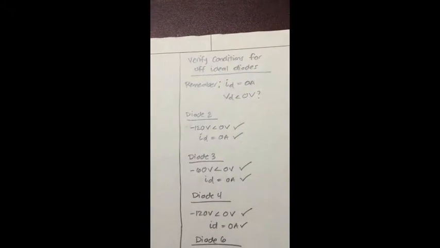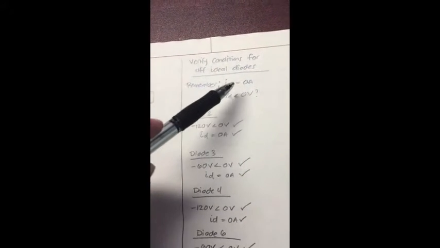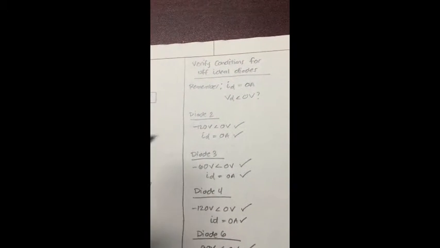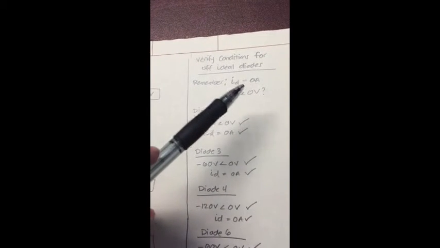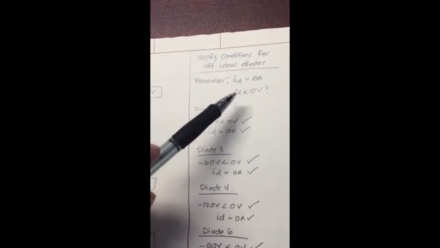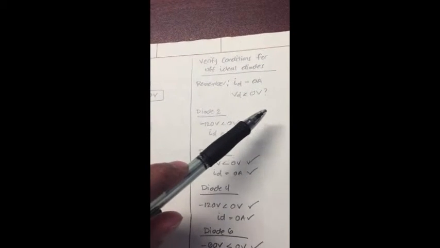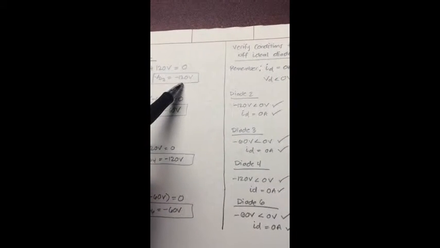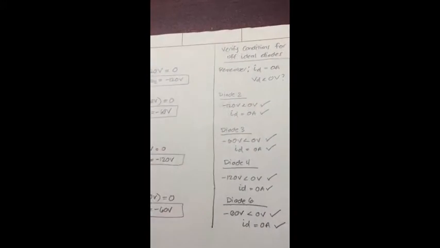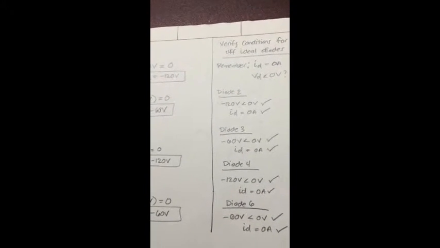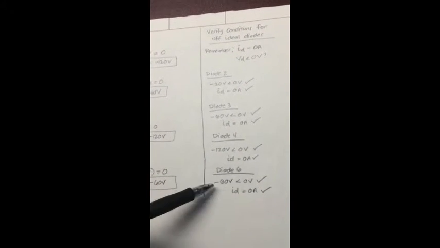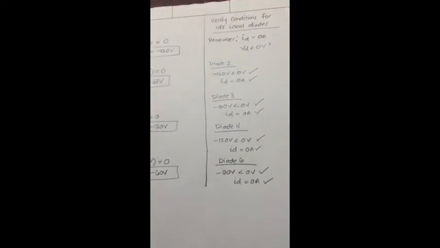We have to remember that since these are in the off conditions, each diode will act like an open circuit, which means that the current going through it is going to be equal to 0 amps. But we had to prove that the voltage is less than 0 volts. As you can see, for diode 2 we got negative 120 volts, which is less than 0 volts, so diode 2 is good for the off condition. And thus for diode 3, diode 4, and diode 6, you can see that they are all in the off condition.